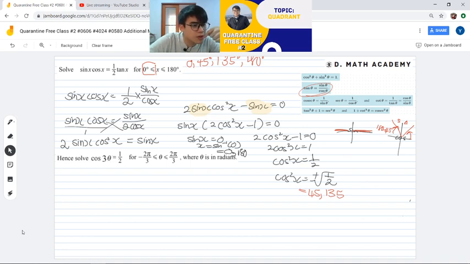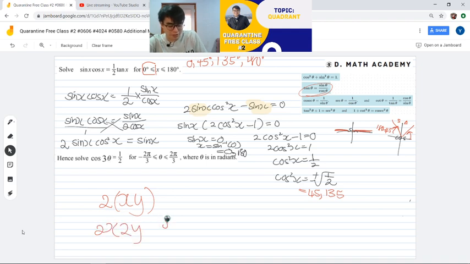Okay, so Sarah asked a question here. Why when we times sine x cosine x with 2, shouldn't it be 2 sine 2 cos? Okay, so this is the thing. For example, you can look over the example here. If I were to ask you to multiply 2 with xy, will you write 2x 2y, or you will just write 2xy?